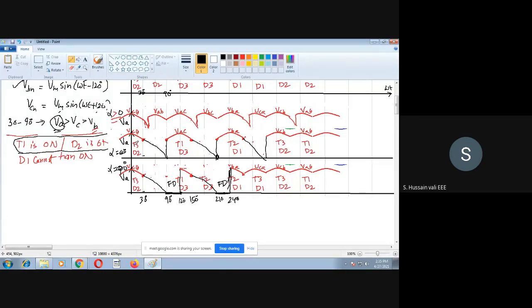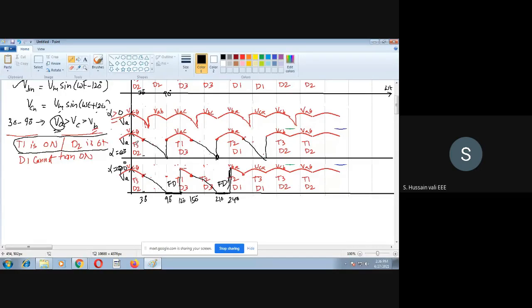Now, for example, one more case I will take here. If I take alpha is equal to 120, what will happen? So now, till alpha is equal to 90, you can assume that the conduction is continuous. Because at least the freewheeling diode is conducting, the current in the inductor is always there. Either the thyristors are conducting or the freewheeling diode is conducting. So the current is always there.